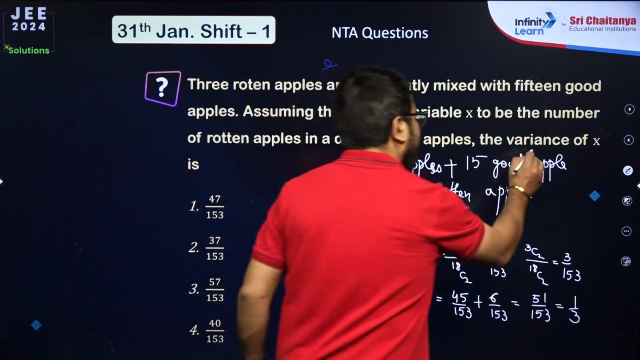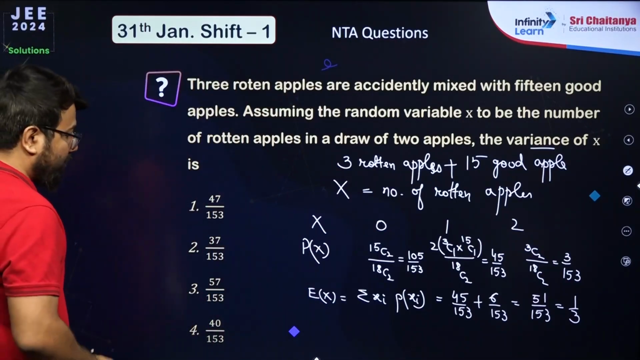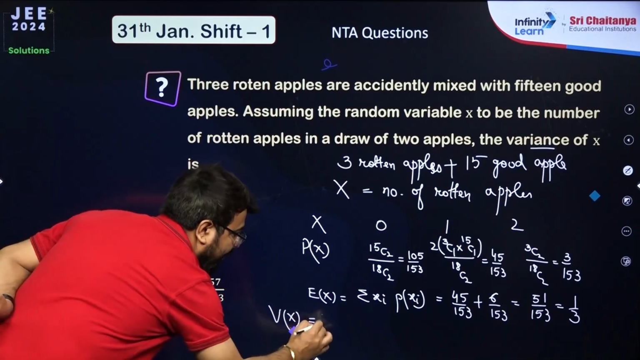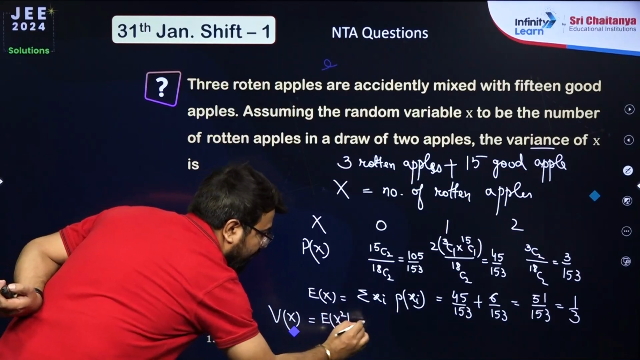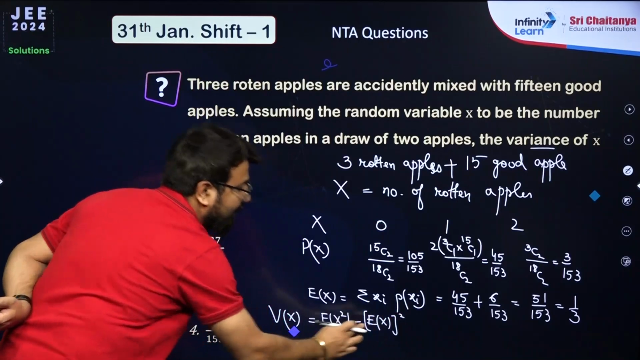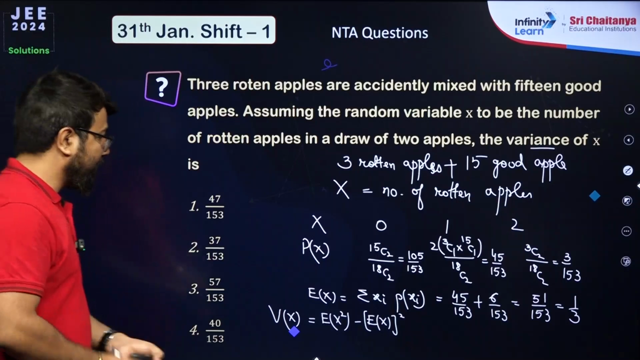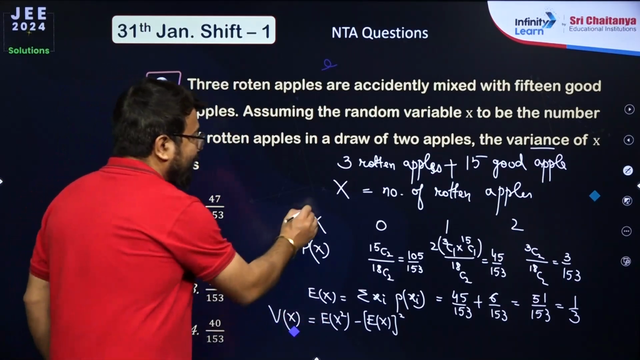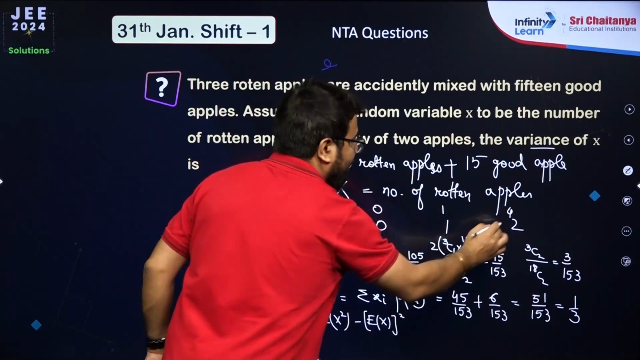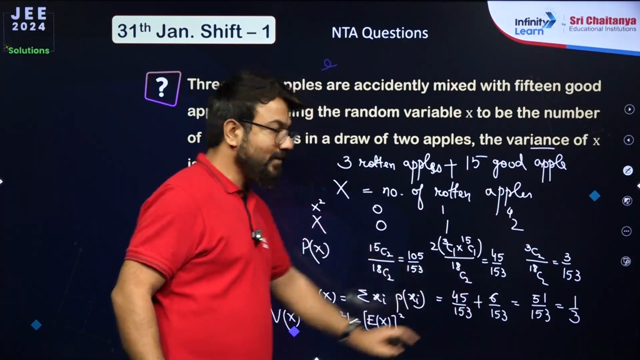But they have asked the variance for this data. So how to get the variance? To get the variance of this data, I will write E of x square minus E of x whole square. So here I will see that E of x is 1 by 3 and that whole square will be 1 by 9. But for getting E of x square, I need to write the values of x square, that means 0, 1 and 4, and then we will be multiplying it. 0 with this will be 0. 1 into this will be 45 over 153.